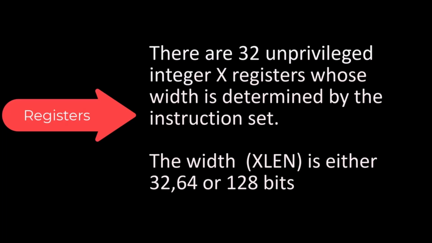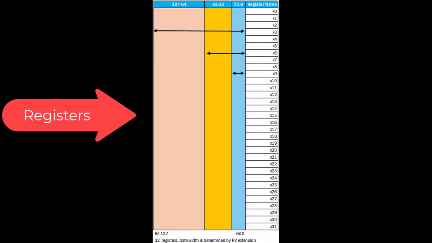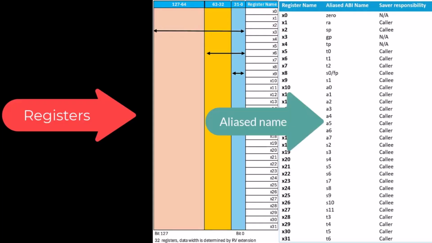There are 32 unprivileged integer X registers whose width is determined by the instruction set, which is either 32, 64 or 128 bits. As mentioned earlier, the registers have alias names which reflect their usage, such as X1, known as the RA register, which holds the return address. The alias names are referred to as the application binary interface ABI register name. Even though the registers are general purpose, the alias name function should be respected.